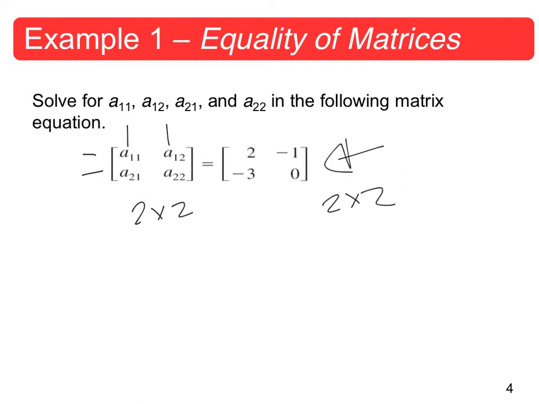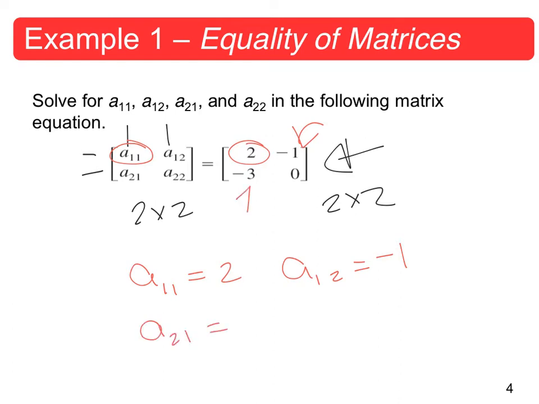So because they are both 2 by 2 matrices, then we are able to say the element that's in row 1, column 1 is equal to this element that's in row 1, column 1, which is 2, and in row 1, column 2, the corresponding element here is negative 1. The element that's in row 2, column 1, corresponding in this matrix is negative 3, and row 2, column 2 is 0.